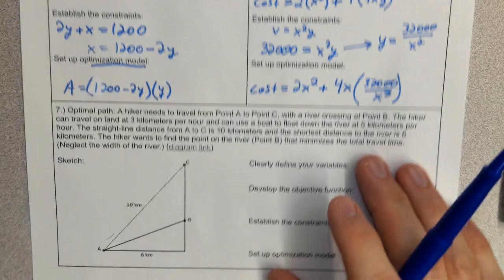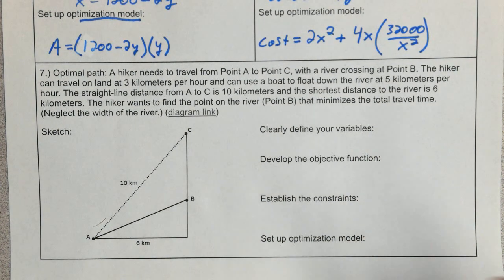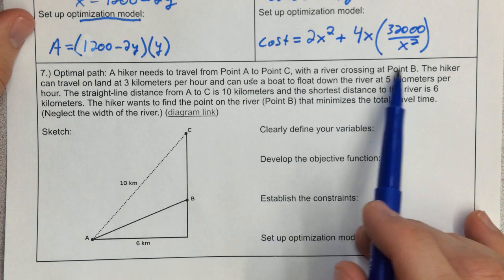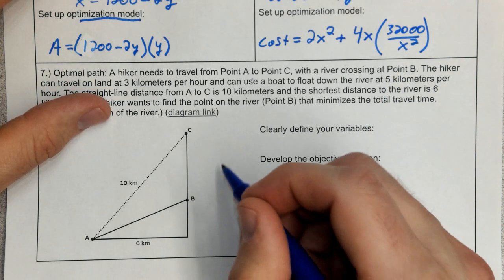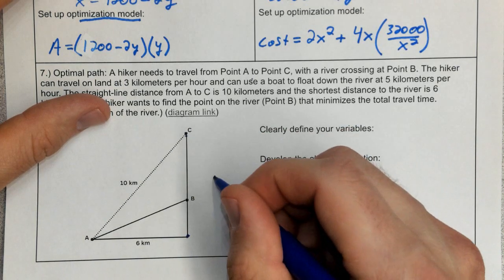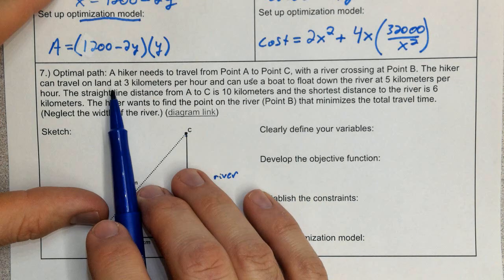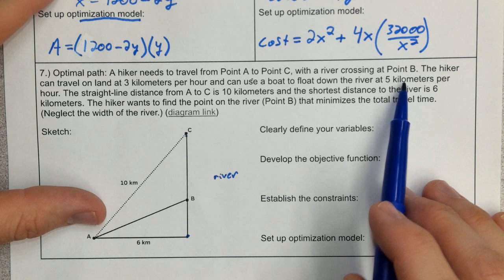Okay, so let's look at number 7 here. Optimum path. So let's look at the situation. We have a hiker who needs to travel from point A to point C with a river crossing at point B. Okay, so over here on the right, the distance from here to here is our river. Okay, all right. The hiker can travel on land at 3 kilometers per hour and can use a boat to float down the river at 5 kilometers per hour.